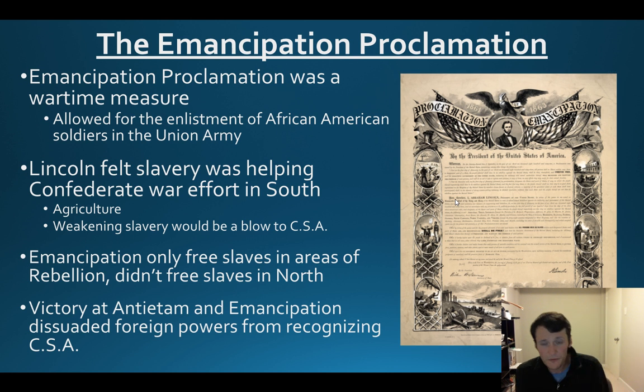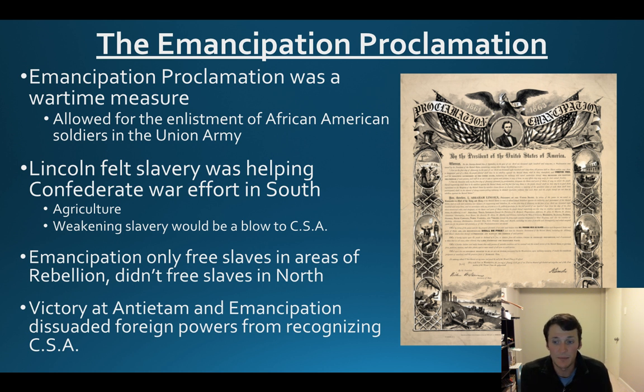So, first and foremost, the Emancipation Proclamation is a wartime measure, right? It's going to free slaves, but it's going to free slaves in the South, right? It's going to free slaves in areas of open rebellion, which means, again, it does not free any slaves, essentially, at least initially here, because when it comes down to it, what authority does Abraham Lincoln have over the Confederate States of America at this point, right?